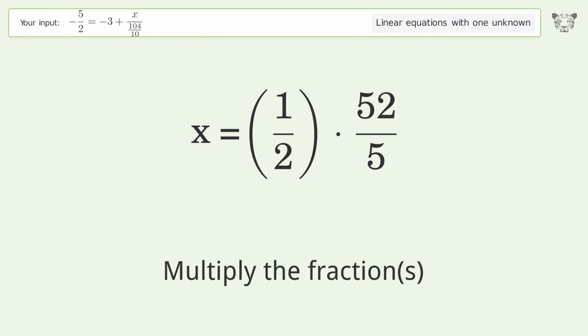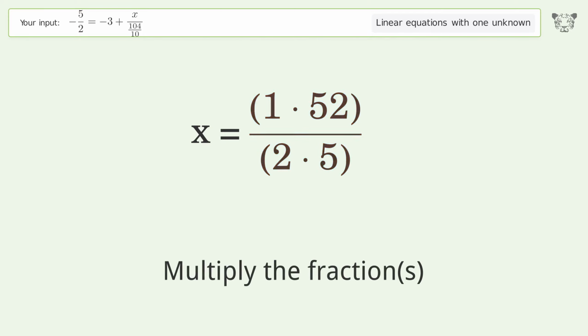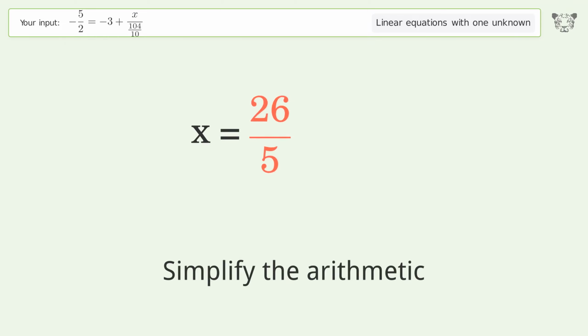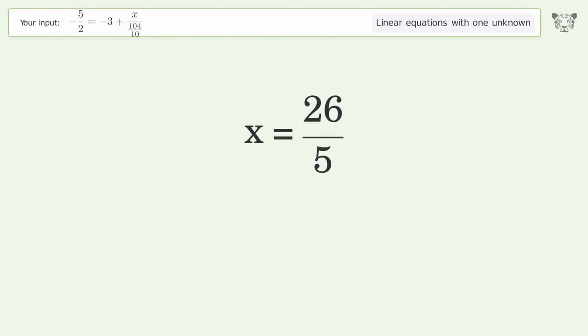Multiply the fractions. Simplify the arithmetic. And so the final result is x equals 26/5.